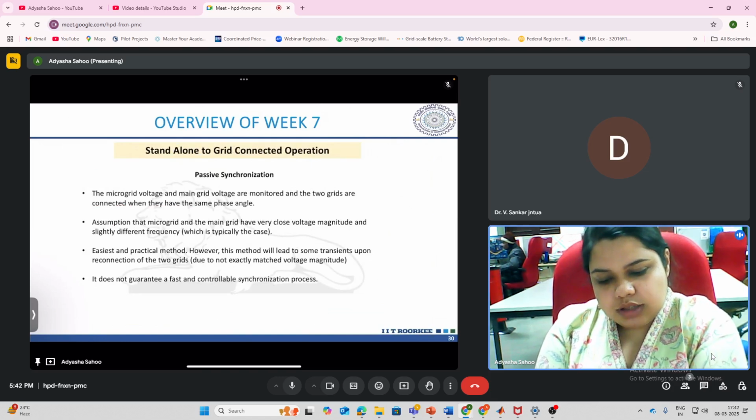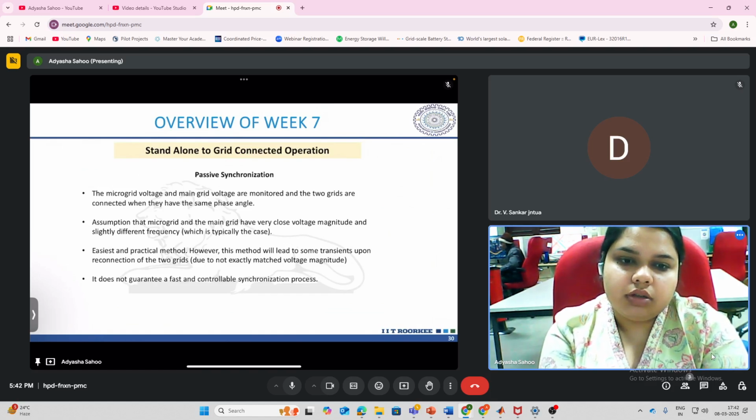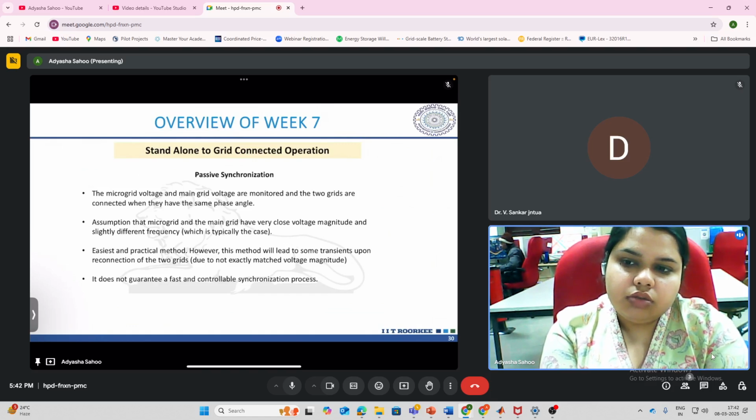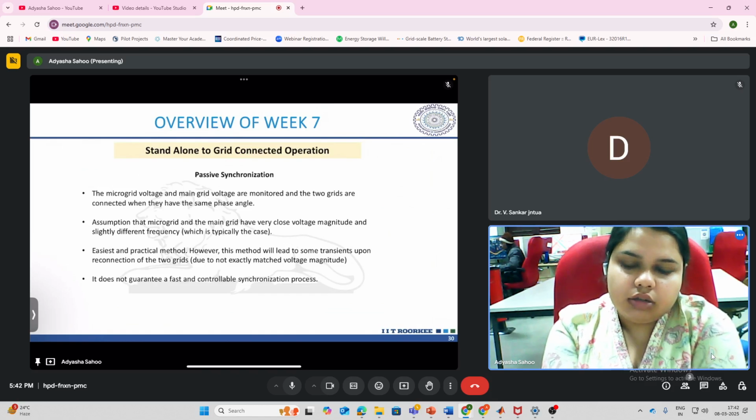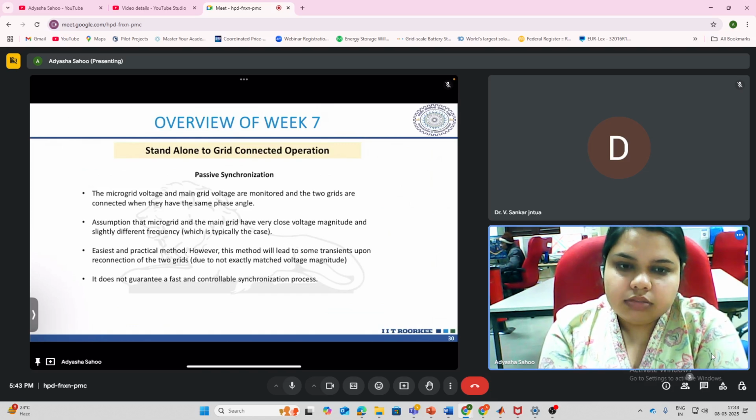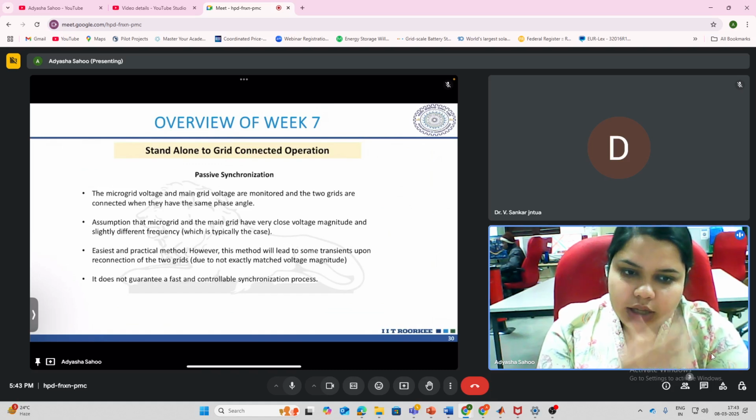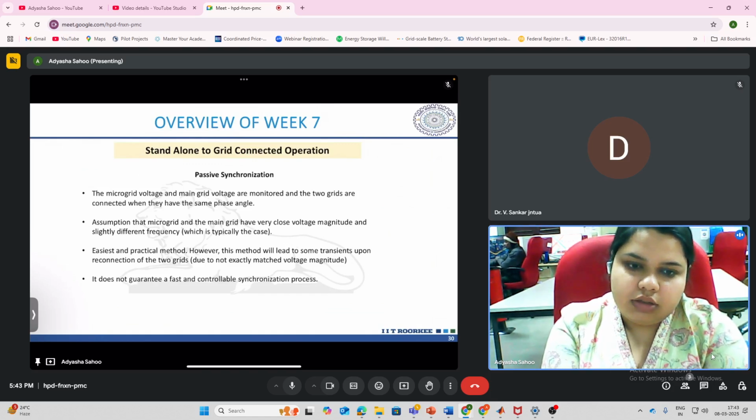Now, passive synchronization and active synchronization. Passive synchronization is nothing but manual operation. You monitor the voltage between the microgrid voltage and the grid voltage, and you match the voltage magnitude and the voltage phase angle. Whenever you see that they are the same, you go for the synchronization.